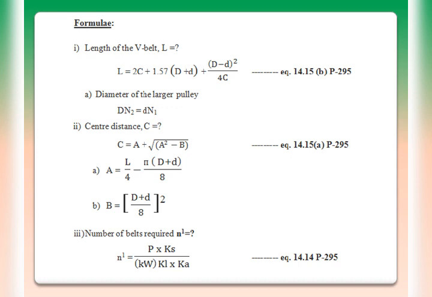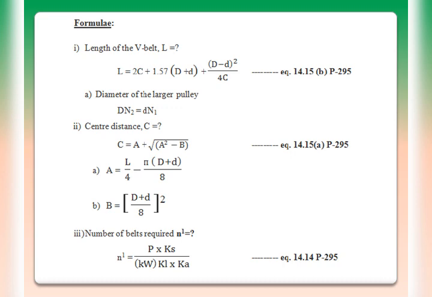And after that, we are supposed to find the number of belts required, N dash. That can be obtained by using equation 14.14, page number 295. N dash is equal to power P into K suffix S divided by kilowatt into K suffix L into Ka. This equation we are supposed to use. We are getting the value of the number of belts required, N dash.